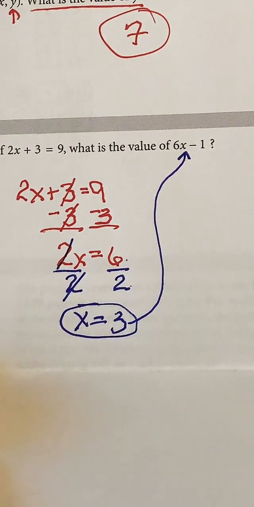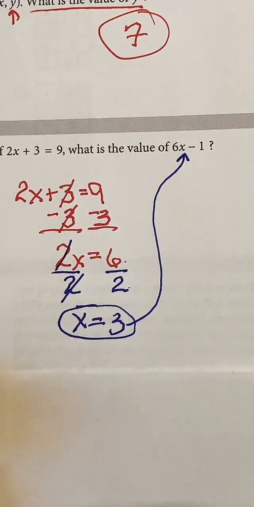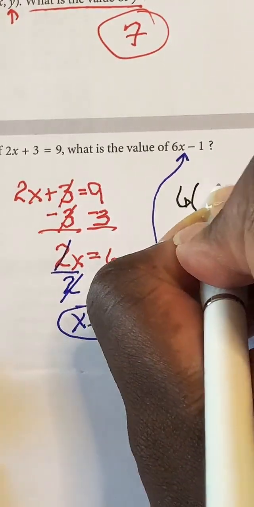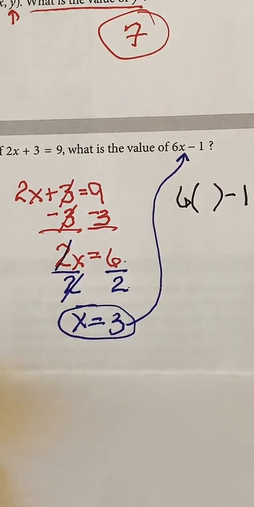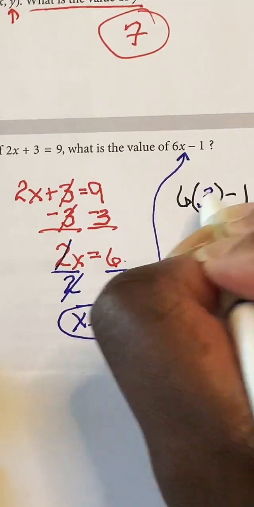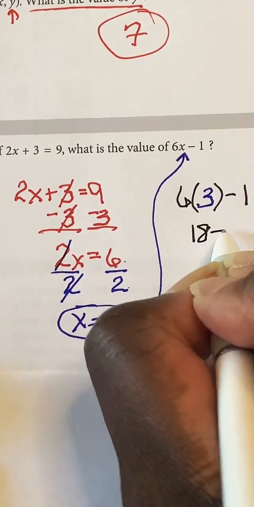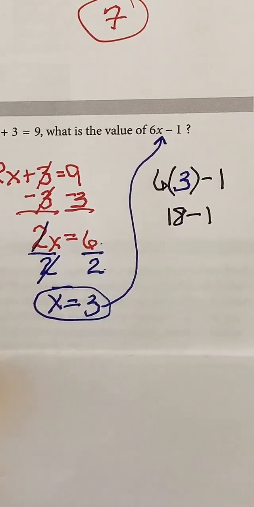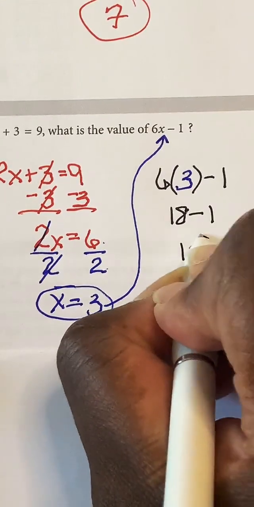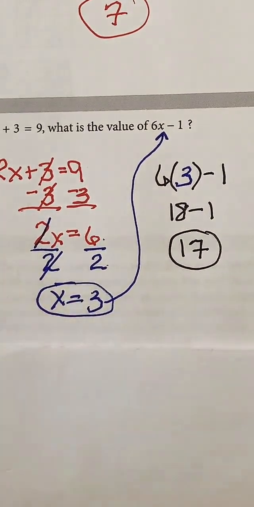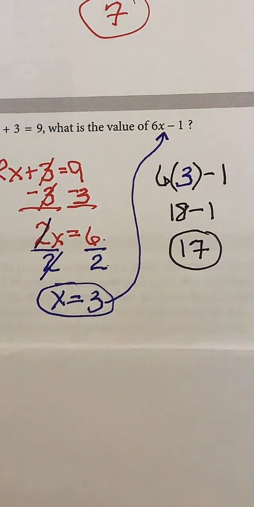All right. So now with that being said, we're going to have our 6, and I put parentheses around everything that I substitute. So now 6 times 3, that gives me 18 minus 1. And then the 18 minus 1, that's where they're getting the 17 from, guys. Okay? Does that make sense? Okay. But here we go. All right, good. Okay, so we got that.